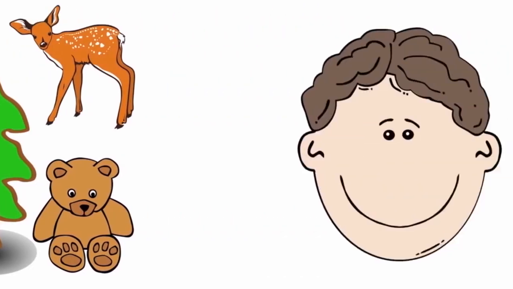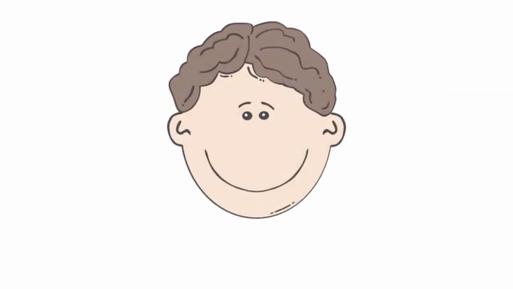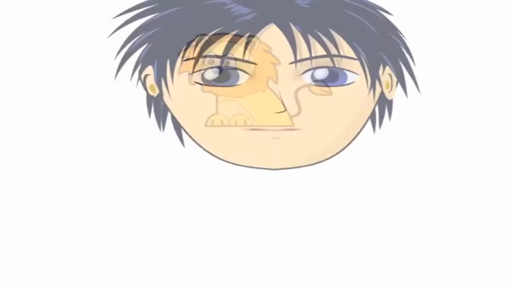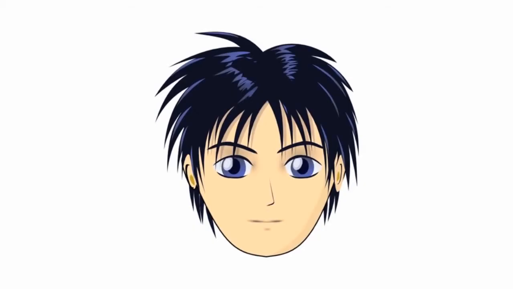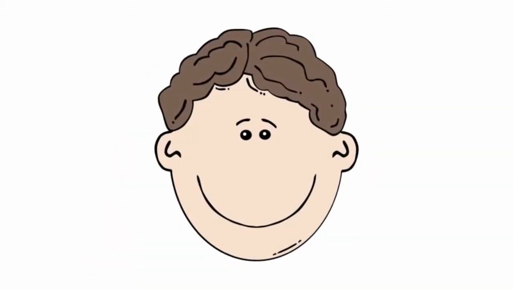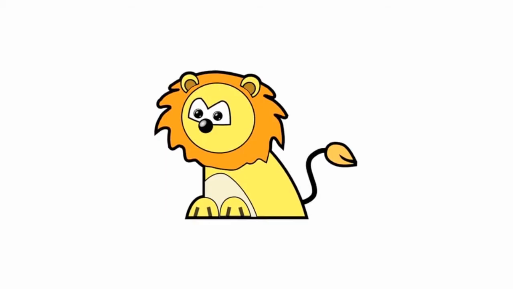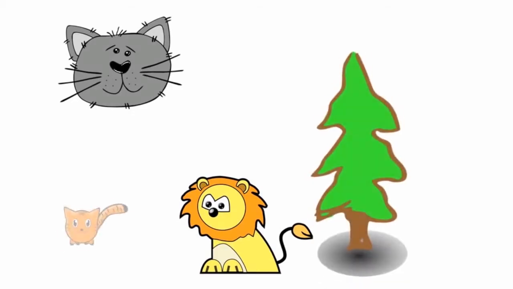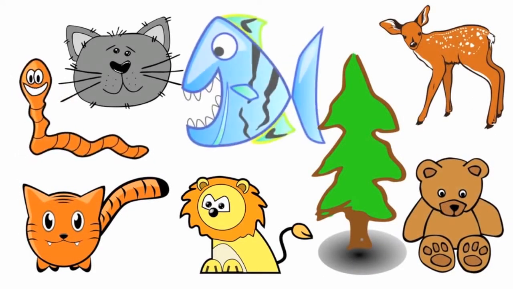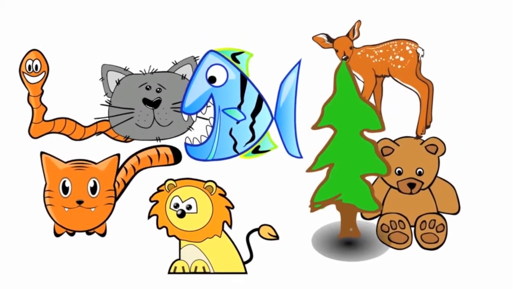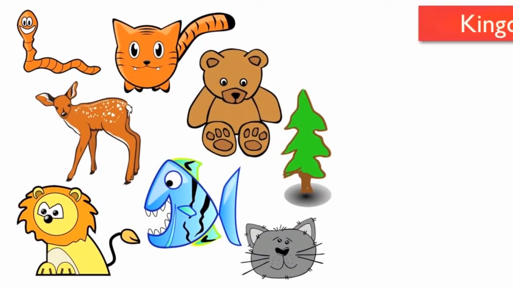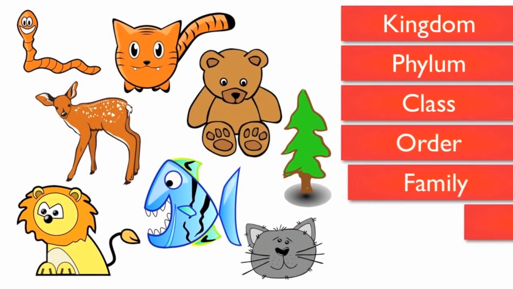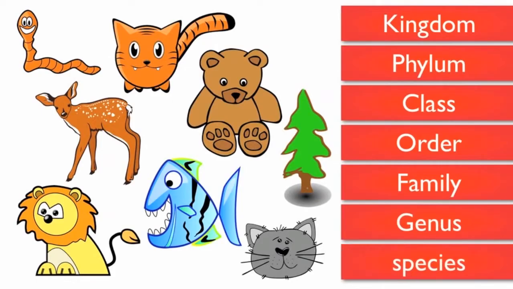So if you ever find yourself in China at a zoo looking to see the lions, and there is nobody there speaking your language, what are you supposed to do to ask to see the lions? Scientific classification's grouping of organisms can help you determine a lion's scientific name. From general to specific, the levels of classification are kingdom, phylum, class, order, family, genus, and species.